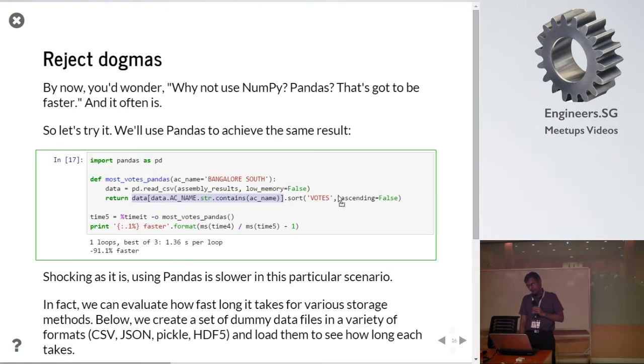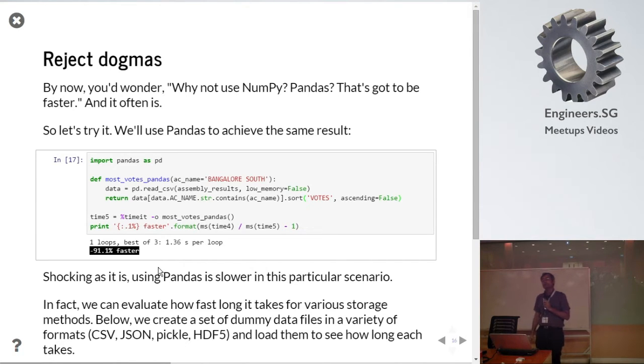And then you're sorting in descending order of the votes, and all of this is being done with C in the back end. But this, in fact, runs 91% slower than our previous piece of code. And the reason for this is not because Pandas is slow, but because it's being executed in a naive way.